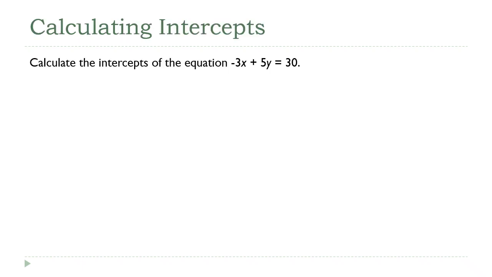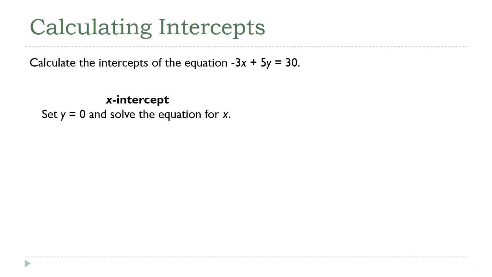So let's look at how we do that. I've got an example here. I want to calculate the intercepts of this equation. So to find the x-intercept, remember what we talked about in the previous slide. The y-coordinate of the x-intercept is always going to be 0. So that's where I'm going to start.